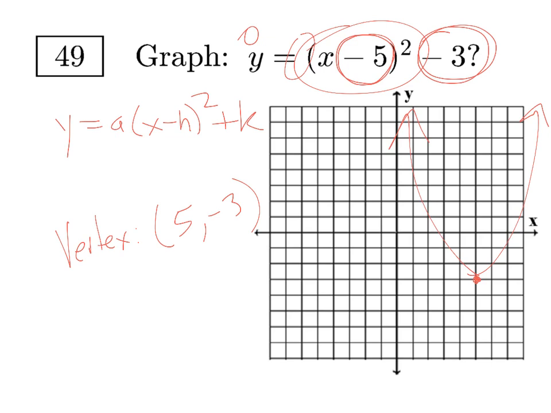That's all there is to it. If you have no idea what to do, what always works? Create a t-chart. -2, -1, 0, 1, 2. Plug those values in, and you could start to construct your parabola point by point.